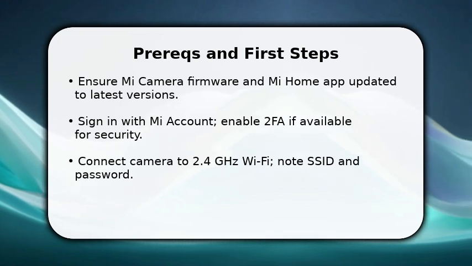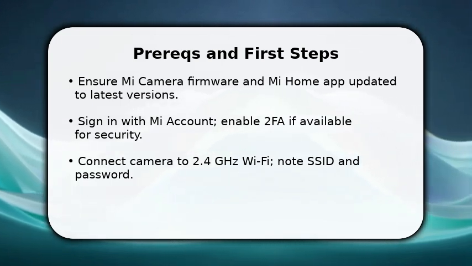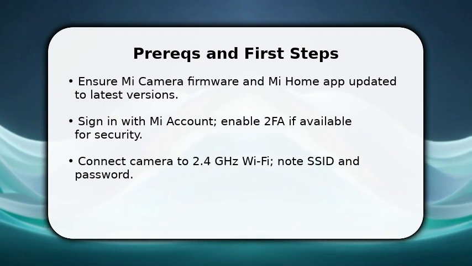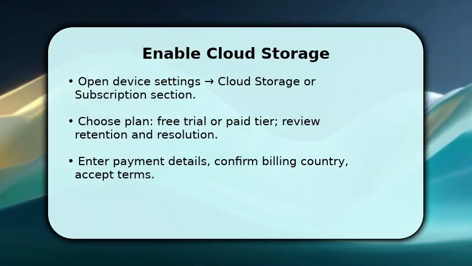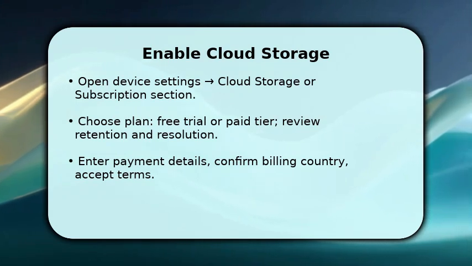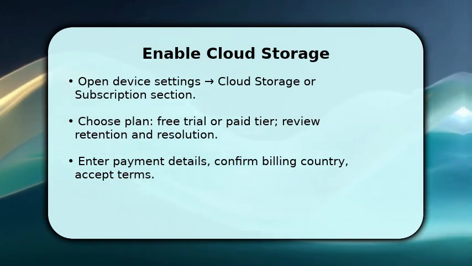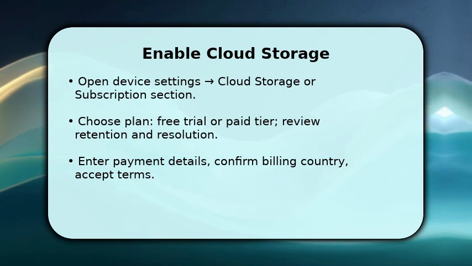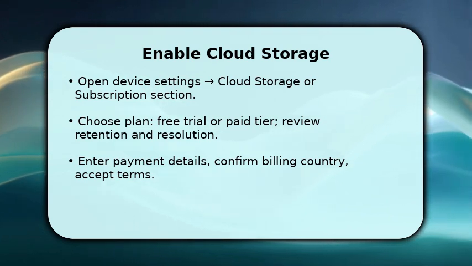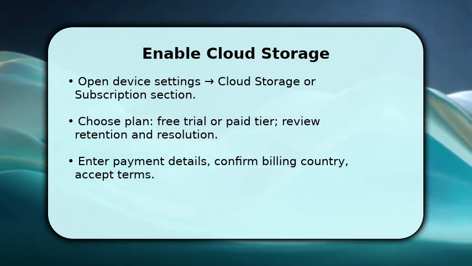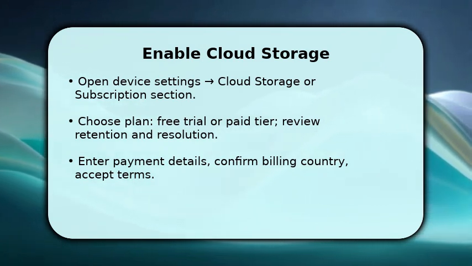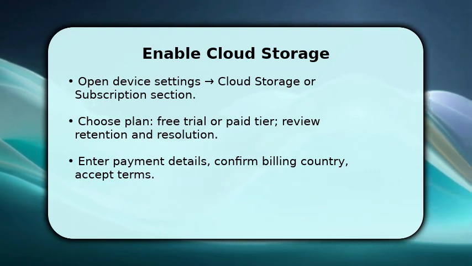Then open the My Home app and locate your camera to begin enabling cloud storage. You now navigate inside the camera settings to the cloud storage section. This is where device and account are linked. Select a plan, trial or paid, and check retention length and video quality because higher resolution uses more space and data. Once you pick a tier, add payment info and confirm billing country, the app validates eligibility and region rules.